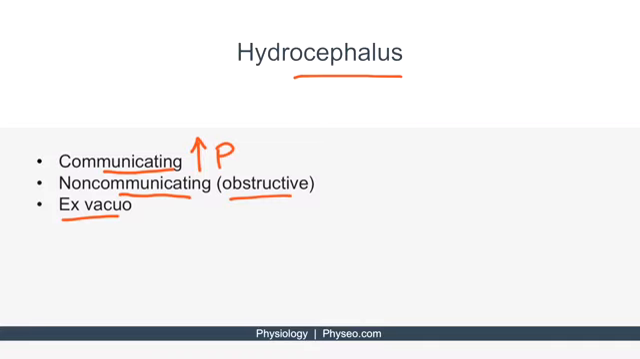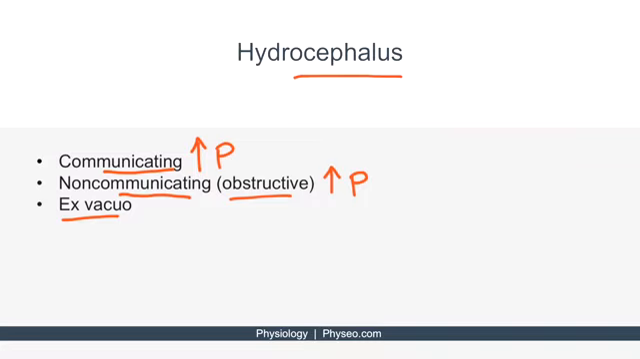Non-communicating hydrocephalus refers to the idea that there is an obstruction within the ventricular system. In other words, the ventricles are not communicating with each other, hence the name non-communicating hydrocephalus. This type of obstruction also results in dilated ventricles and increased intracranial pressure. So increased pressure.